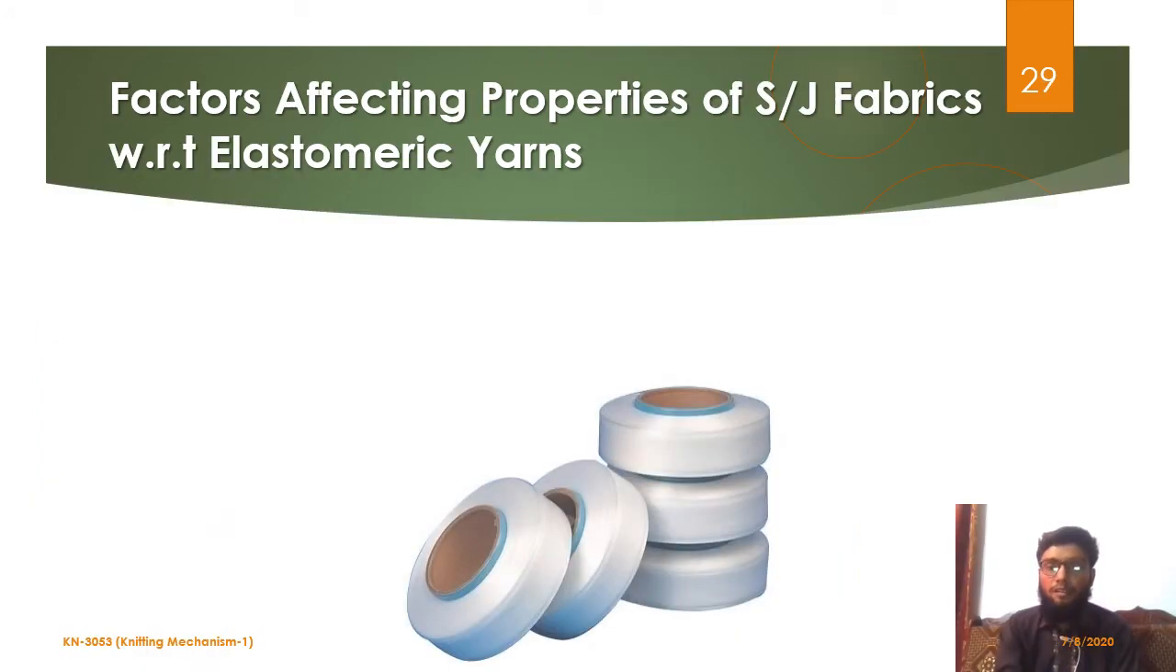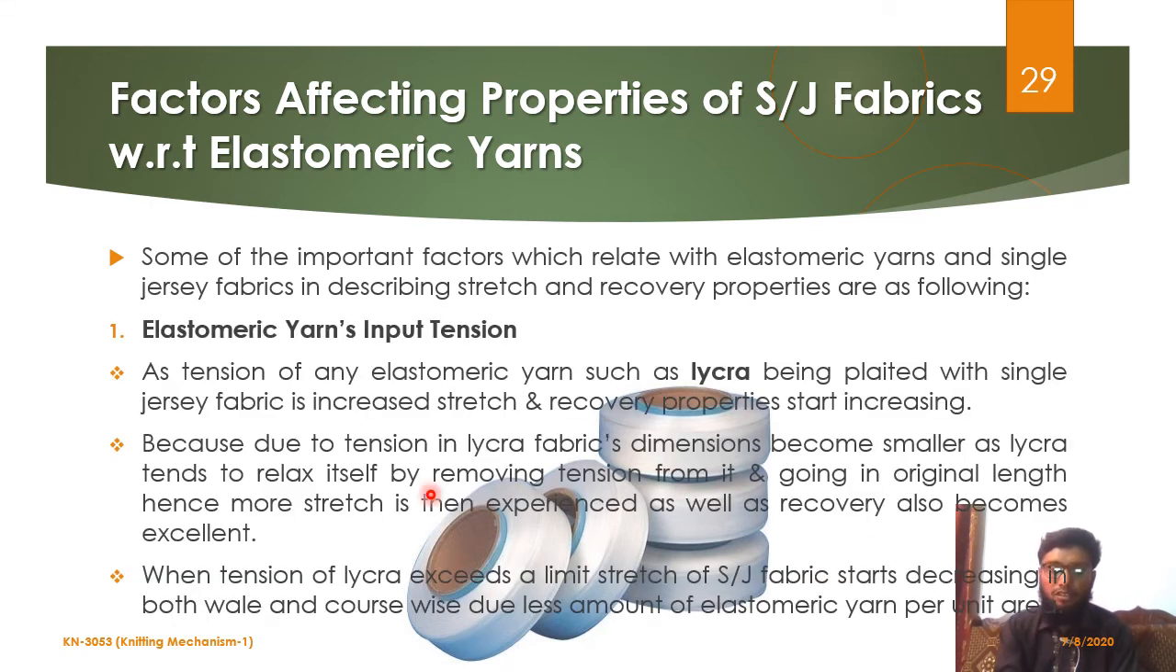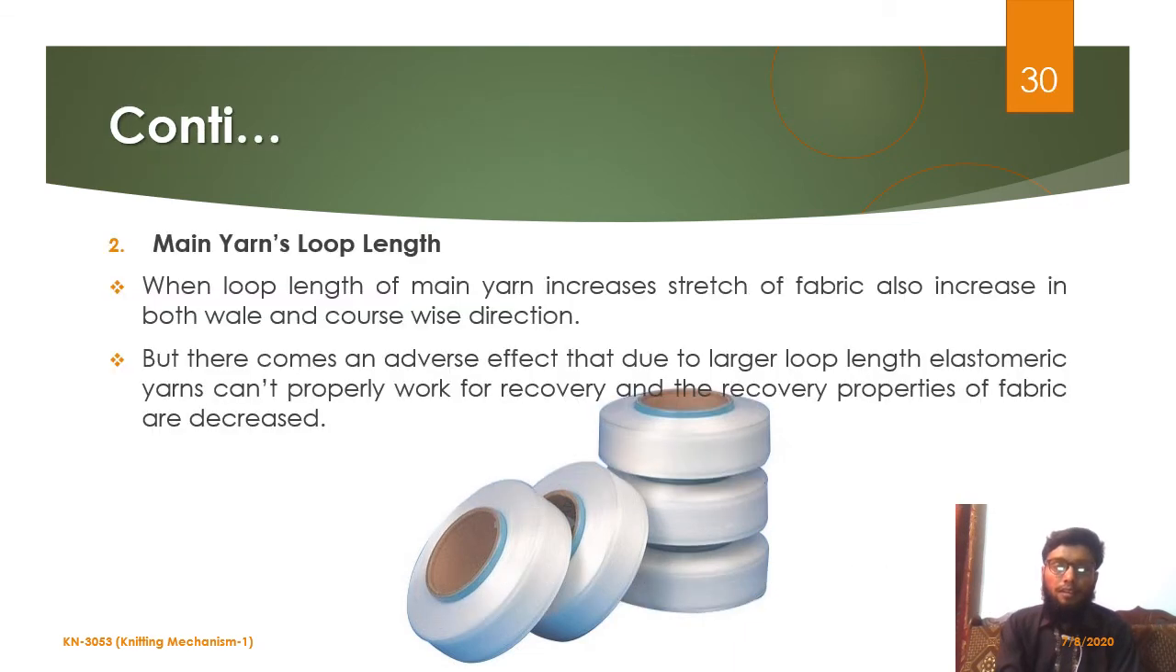Factors affecting properties of single jersey fabrics with respect to elastomeric yarns. The first factor is elastomeric yarn input tension. As the input tension of elastomeric yarn is increased, the fabric stretch and recovery increase, but after a certain limit it start decreasing because of less elastomeric yarns at specific area of fabric. Then main yarn loop length. As the loop length of main yarn increase, the stretch of the fabric increase, but recovery decreases due to the larger loop length. The elastomeric yarns cannot recover the fabric.